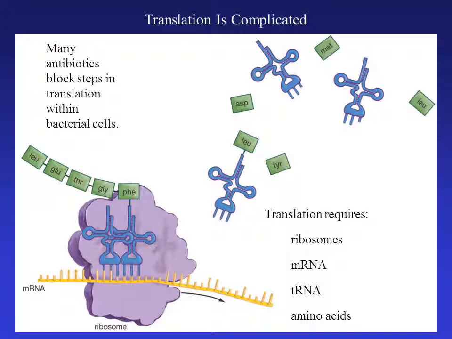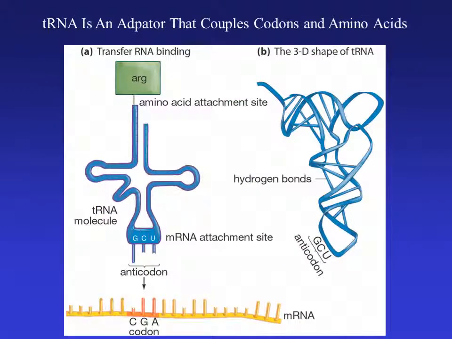So when we talk about what antibiotics do, the way they are able to kill bacteria is they can block steps in translation within bacterial cells, and that can kill those bacterial cells in your body, and that can be helpful to you if you have a bacterial infection.